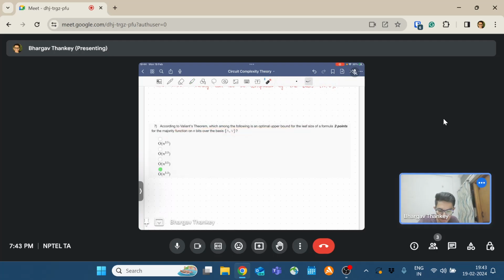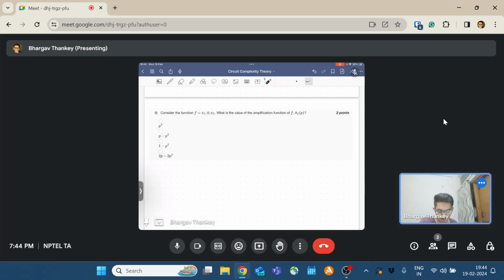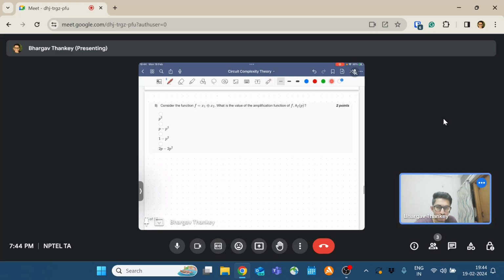Now let's look at the next one. Consider the function f equals x1 parity x2, or x1 xor x2. What is the value of the amplification function f of AFP? P square, P minus P square, 1 minus P square, 2P minus 2P square. Okay, so what is the definition of the amplification function?